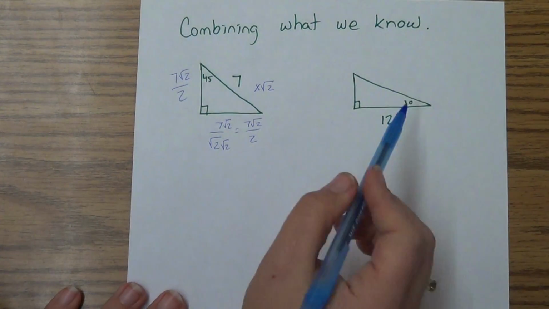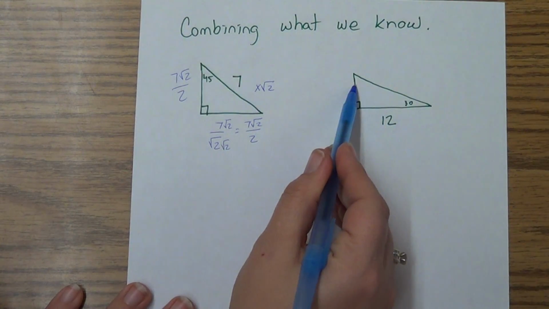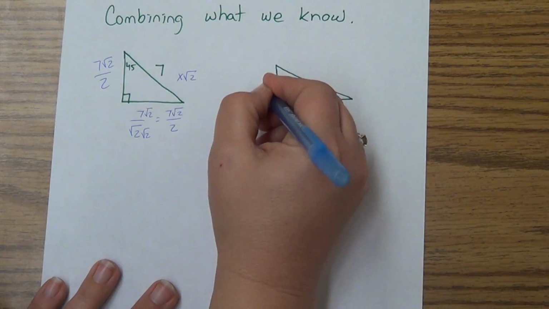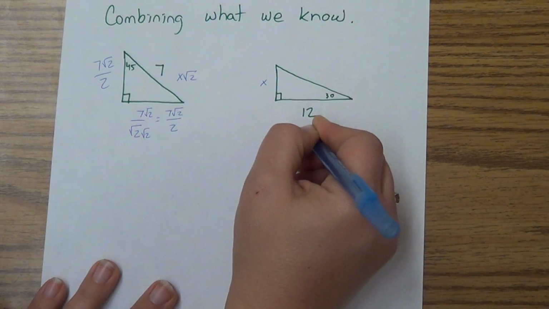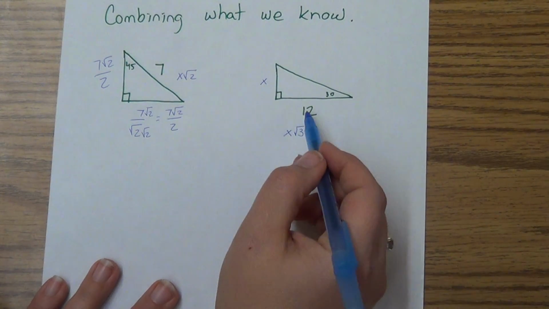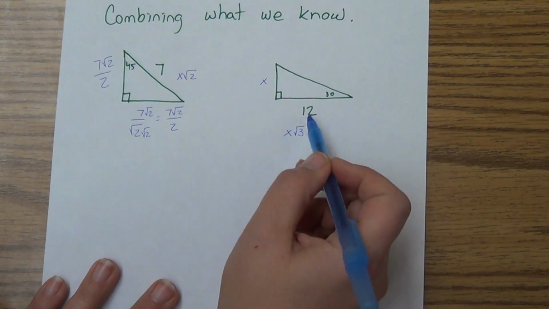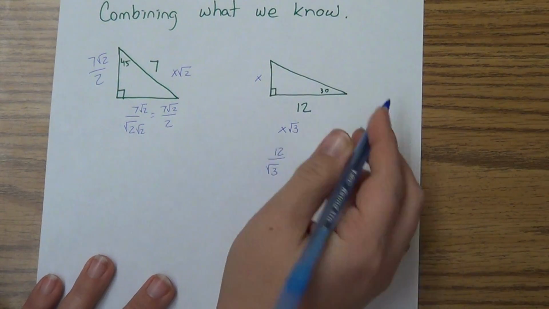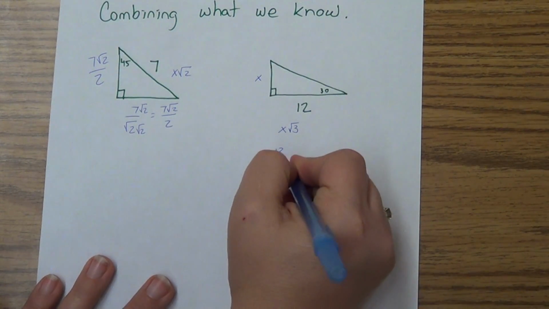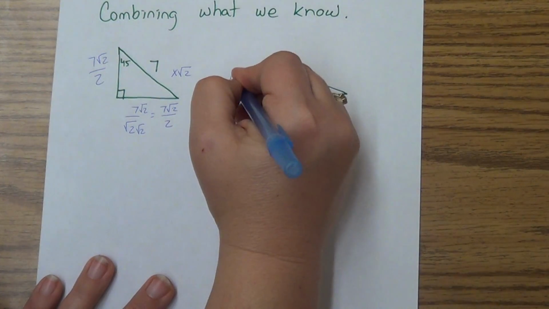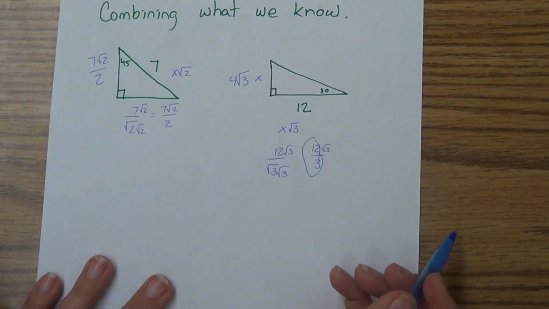Okay? All right. This one, this is across from the 60. So that means this one should be my short side times radical 3. But there's no radical 3 there. That means the radical 3 is already inside of there. So if I want to get it out, I have to divide by radical 3. But again, I can't leave that radical in the denominator, so I rationalize my denominator, 12 radical 3 over 3, which again, I can reduce those. So that means my short leg is 4 radical 3.